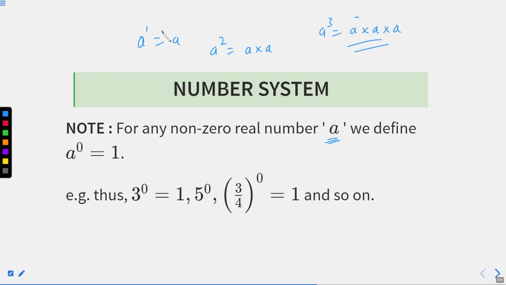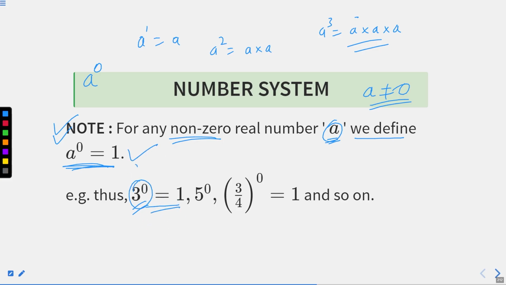Now, what about a raised to the power 0? The note is given here. If a is non-zero, meaning a is not equal to 0, we define a raised to the power 0 to be equal to 1. For example, 3 raised to the power 0 is equal to 1 from this note.